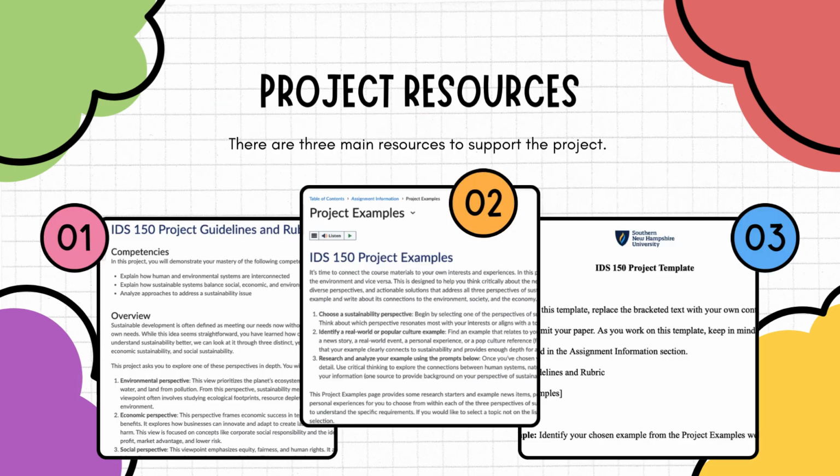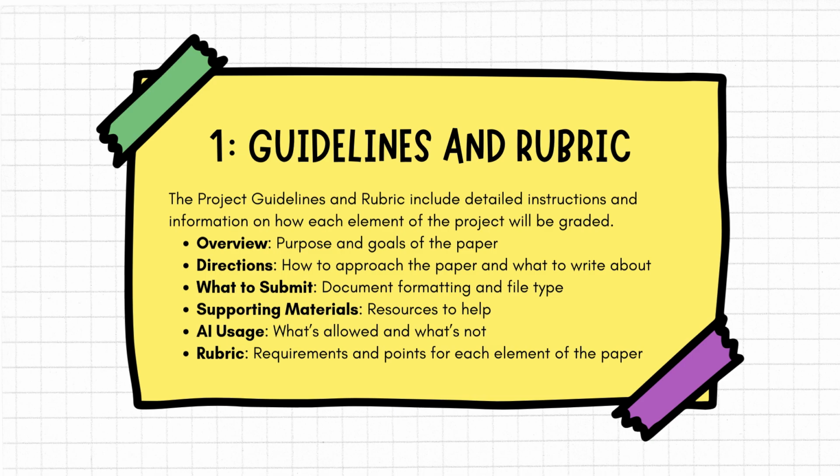There are 3 main project resources provided for you, and I'll go over each of them in greater detail, but just as a quick introduction, the first one on the left, number 1, is the Project Guidelines and Rubric document. The second one in the middle, number 2, is the Project Examples document. And the third one, number 3, is the Project Template document. So let's go over each one in detail.